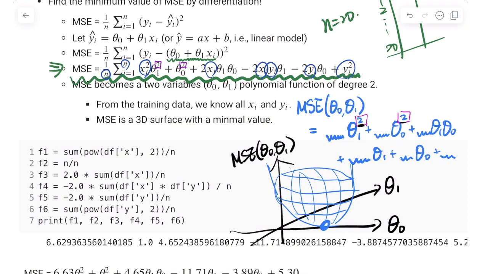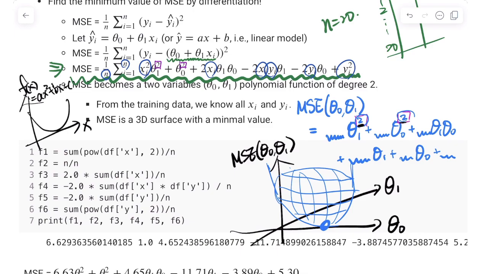Because MSE is a function of theta 0 and theta 1, and they have a square right here, it should look like a basin. It's very similar to what I drew. If you have x and f of x, it should look like a curve, right? But we extend it into two variables, theta 0 and theta 1. It should look like a basin.